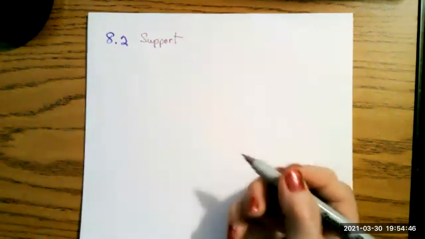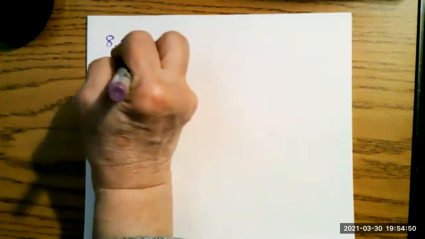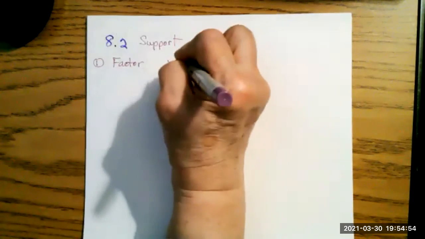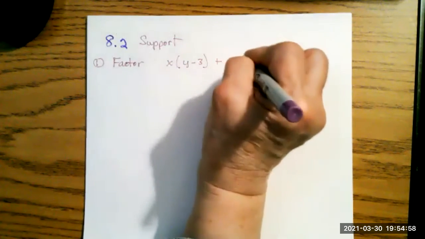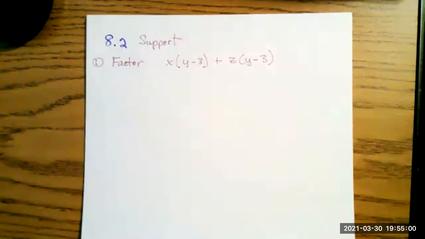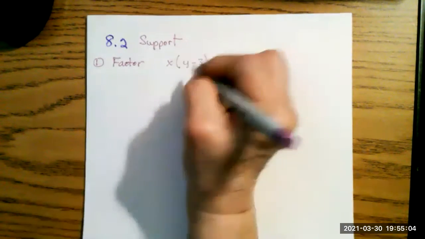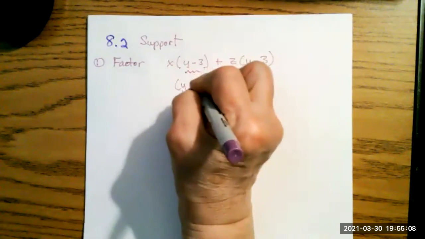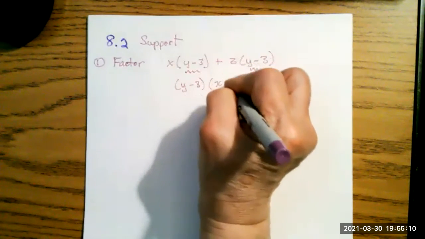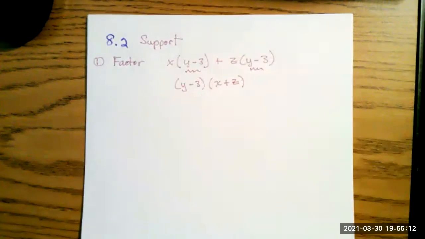Can you see that pen? Yeah, I guess you can see it. It says factor. This is number 1. And you have x times y minus 3 plus z times y minus 3. So all you have to do to factor that, these y minus 3's match. So it's y minus 3 times x plus z. There you go.